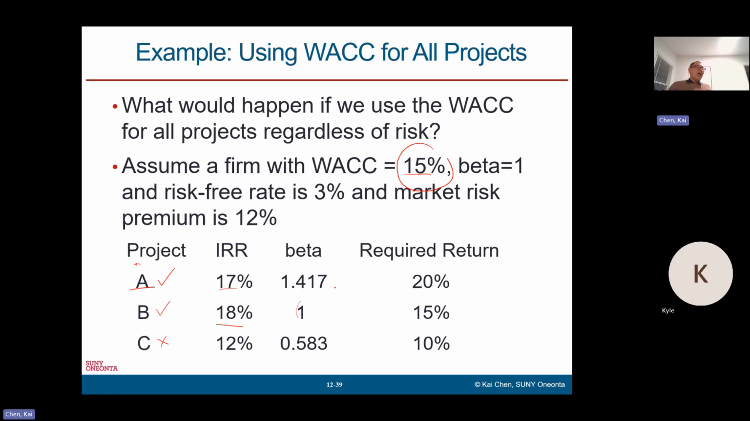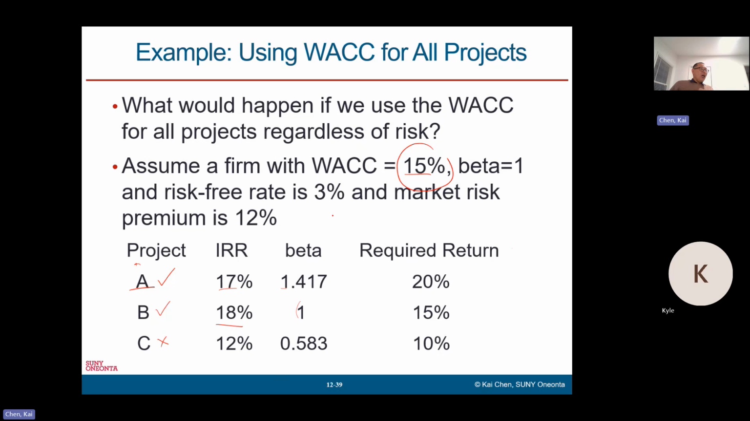0.583. Okay, after we get the beta, the systematic risk, we can use CAPM to estimate their individual required rate of return. Higher risk will require a higher rate of return, right? For project A, of course, what is the required rate of return? I think it is easy for us to calculate, right?